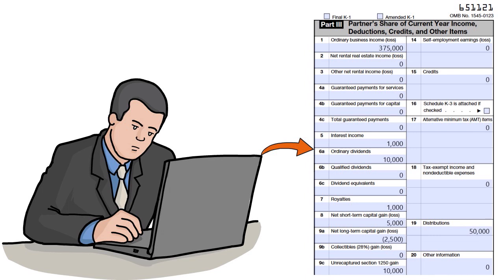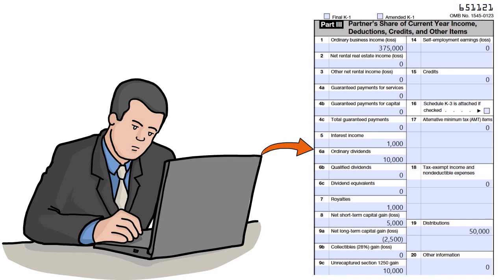And we have line 8. Are you with me? Net short-term capital gain or loss. We put 5,000, so we had a net short-term capital gain of 5,000. The amounts that you report in box 8 are not considered passive income. I've already told you about this. Amounts entered on this line will automatically flow to Schedule D, Form 1040. We have covered this on other shows.